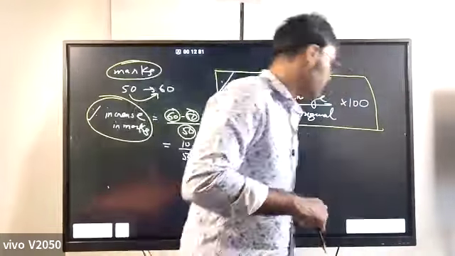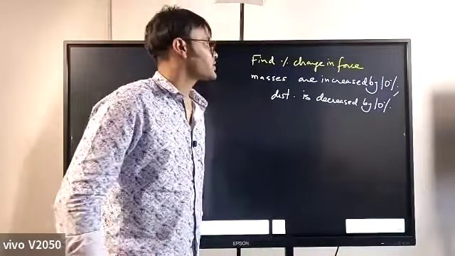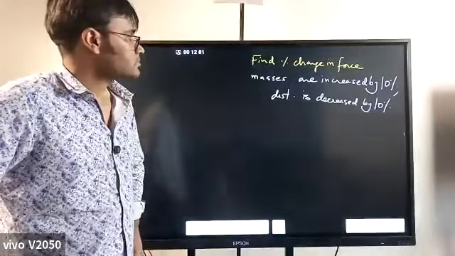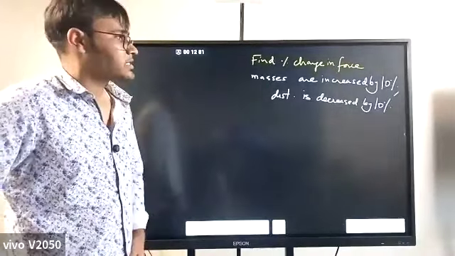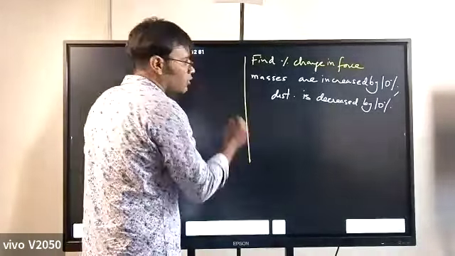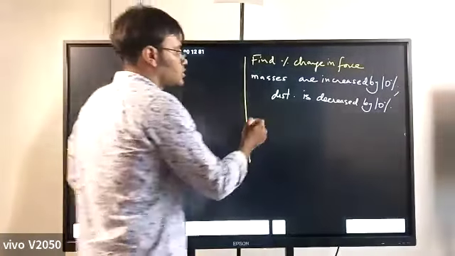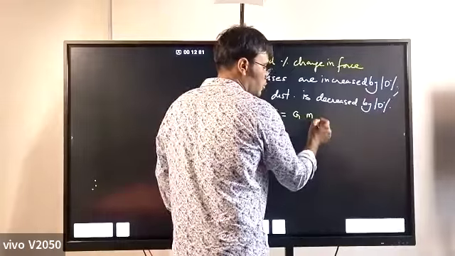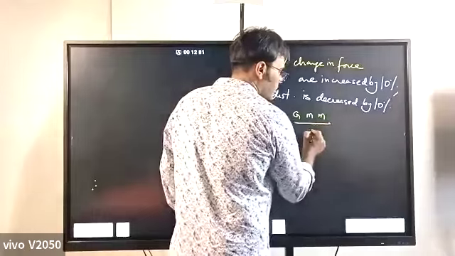Now I want you to practice a tougher calculation and tell me the answer. So now masses are increased by 10% and distance is decreased by 10%. So I am helping you out. Those who are clear, they should practice and tell me the answer in the chat box. So the original force is G m1 m2 by r squared.